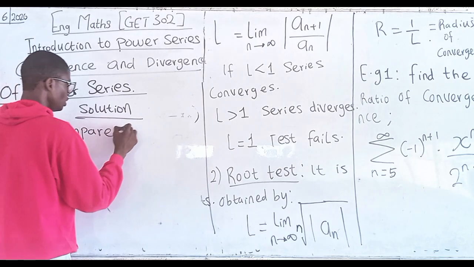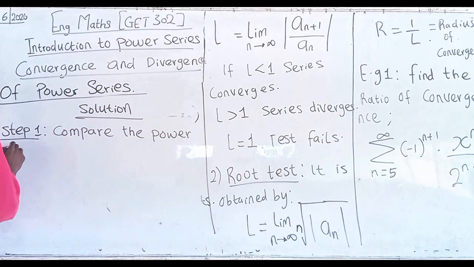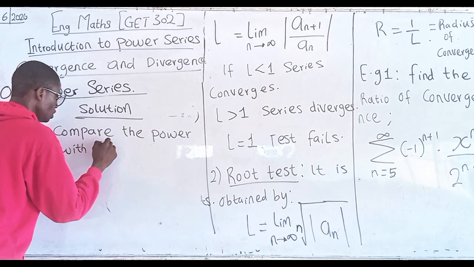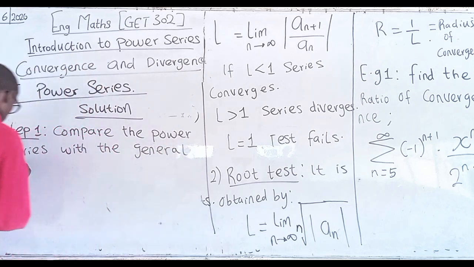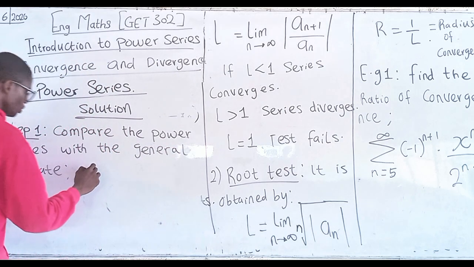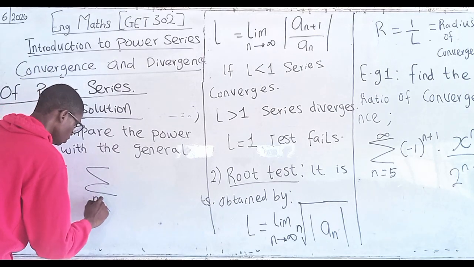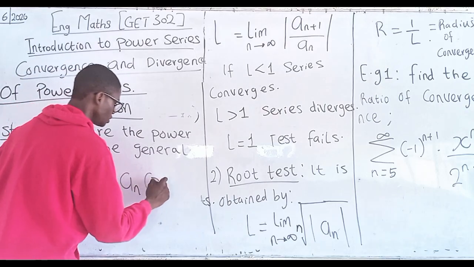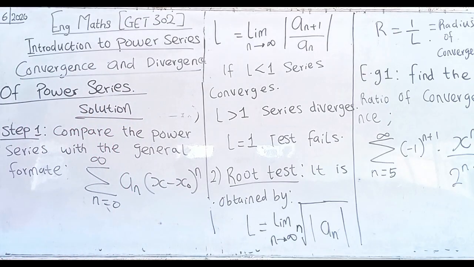Step 1: compare the power series with the general format. And what is the general format? We have the sum to infinity of a n times (x minus x naught) raised to the power n. This is what we have, right?